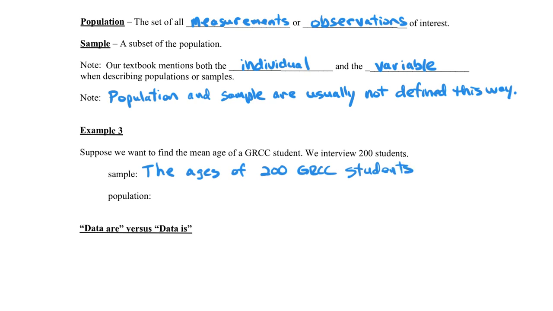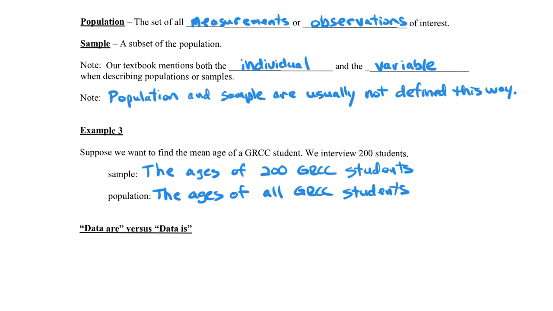And then if we were asked to find the population, the way that our author would define population would be the ages of not 200 GRCC students, but all GRCC students. So if you look at what we've got here, the sample includes the variable, the thing we're measuring, and also the individuals, 200 GRCC students. Population does the same thing. We've got the variable, which is the age of the student, and the individual, all GRCC students.